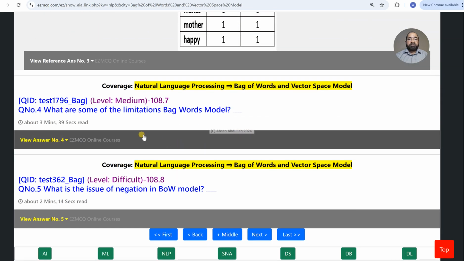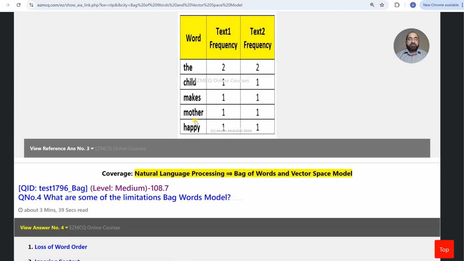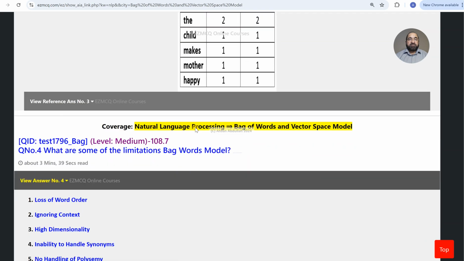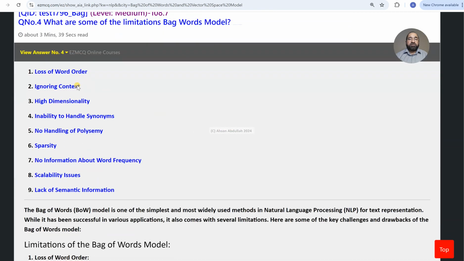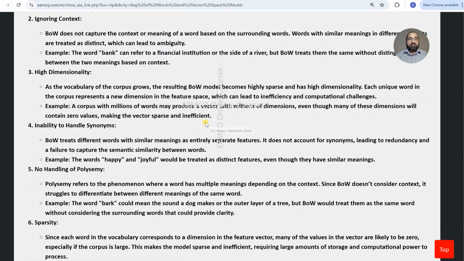So that was one limitation I mentioned. What are the other limitations of the bag of words model? Loss of word order: as we saw, "the child makes the mother happy" and "the mother makes the child happy" are the same, so that is gone. Loss of word order means ignoring the context. For example, the word "bank" can be a financial institution or a river bank, but when we ignore the context, there is no way to figure out what the bank actually meant.